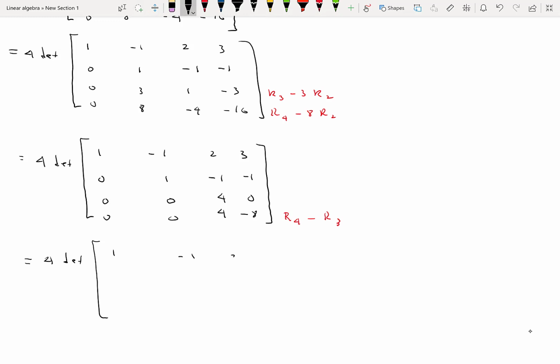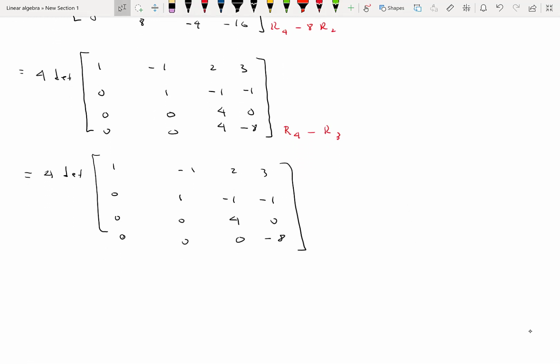I'm not doing anything with the first row. I'm not doing anything with the second row. I'm not doing anything with the third row. I'm taking row 4 minus row 3. And that resulting matrix is upper triangular.